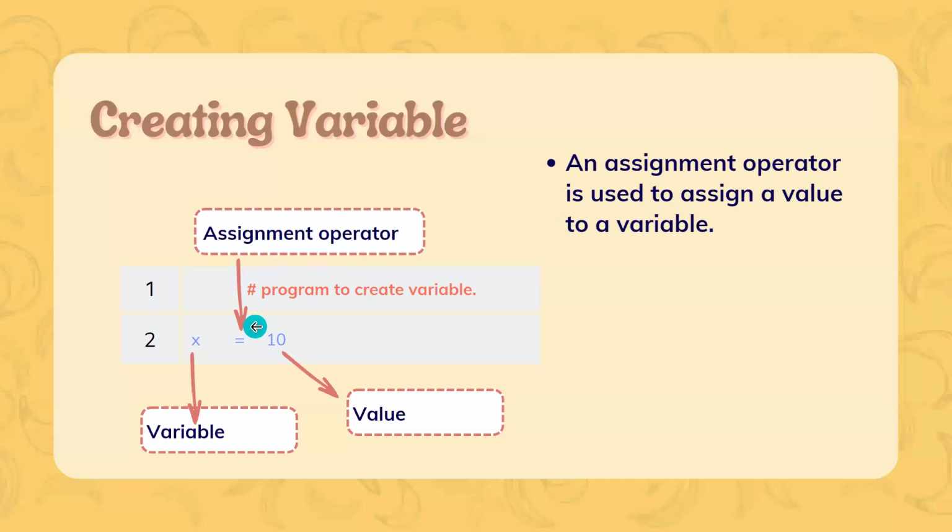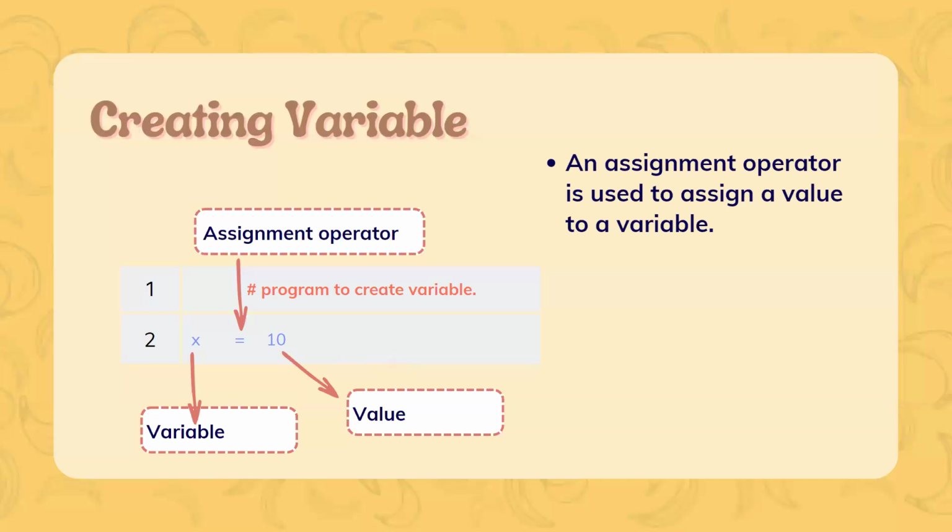Assignment, note it down. To create a variable in programming, we write the variable name x, then is equal to, which is the assignment operator. In this programming language, the equal sign is the assignment operator. Now, what is the definition of a variable?